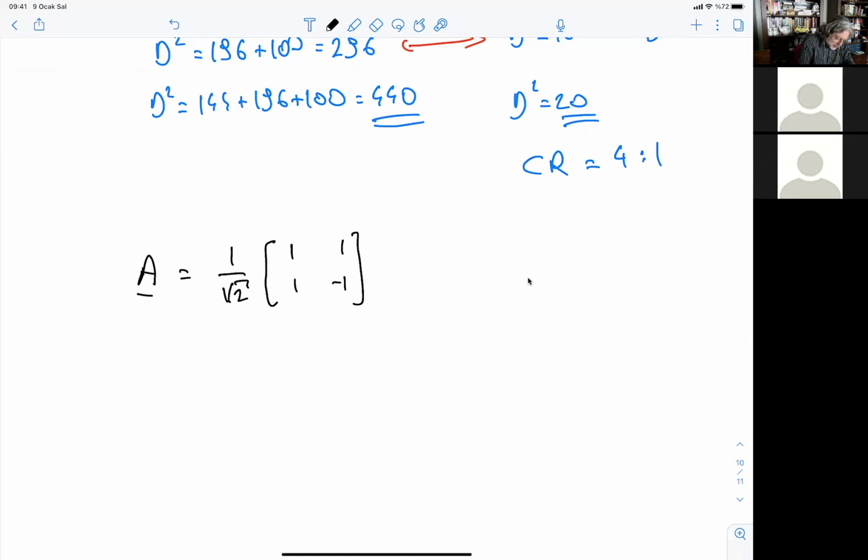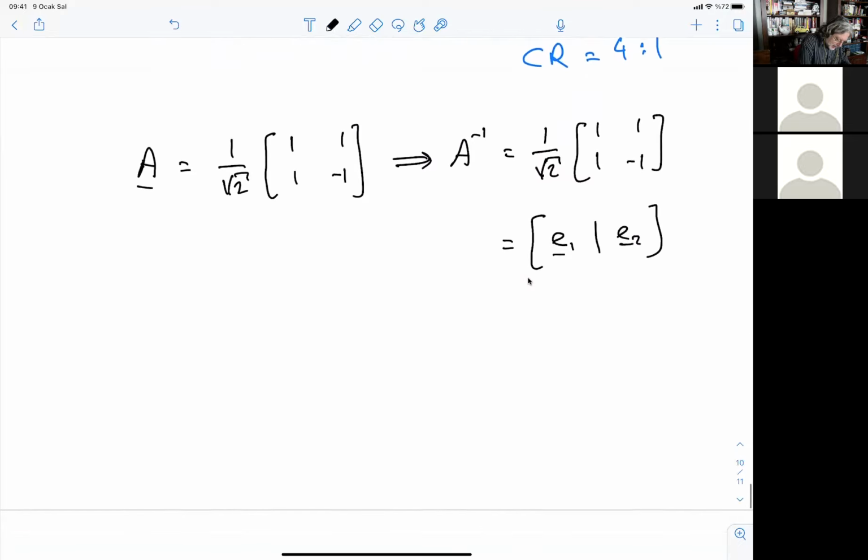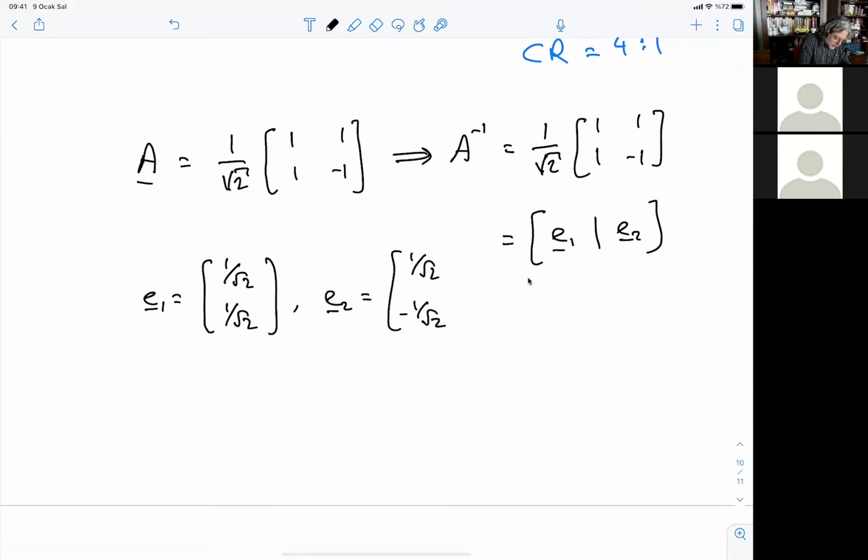Actually, the inverse of it. First, I take the inverse of it, which is the same. What a coincidence. You can check it if you wish. A inverse is the same. And this gives me the fact that this is equal to E1 and E2 basis vectors. So what are these basis vectors? E1 is 1 over square root of 2, 1 over square root of 2. And E2 is 1 over square root of 2, minus 1 over square root of 2.